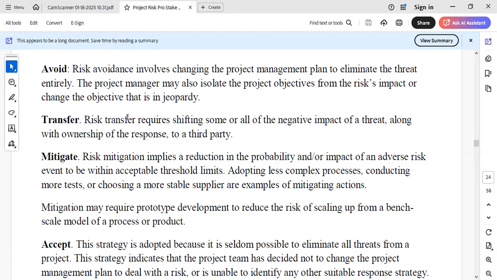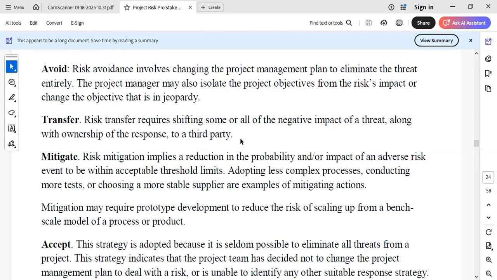Then transfer. The risk transfer requires shifting some or all of the negative impact of the threat along with ownership of the response to a third party. You're transferring to a third party, somebody who has a better expertise in capturing it, in ensuring that that thing never impacts or delays or takes money out of your pocket. You're contracting that aspect of your project to a third party.